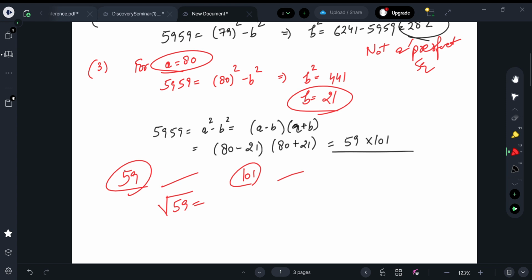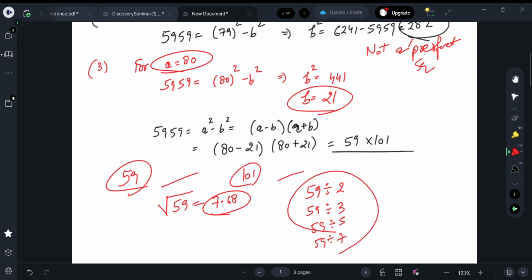So let me quickly find the square root in my calculator here. Square root of 59, okay? I'm getting 7.68. So I'm going to try dividing 59 by every prime number less than 7, and you can clearly see it's not divisible by any of them. So 59 is a prime. Same thing you do for 101.